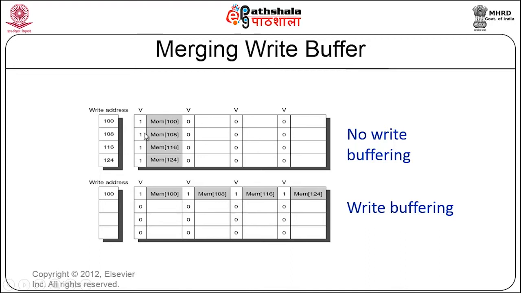But suppose you are writing at memory location 100 and the next data to be written goes into memory location 108, for example, if you are looking at 8-byte data. If you have to write it in the next sequential word address, you do not have to use a separate write buffer entry for this. You can combine it along with this write buffer entry itself. So, when you combine them, I can have 8 bytes indicated here, 8 bytes here, 8 bytes here, and 8 bytes here.